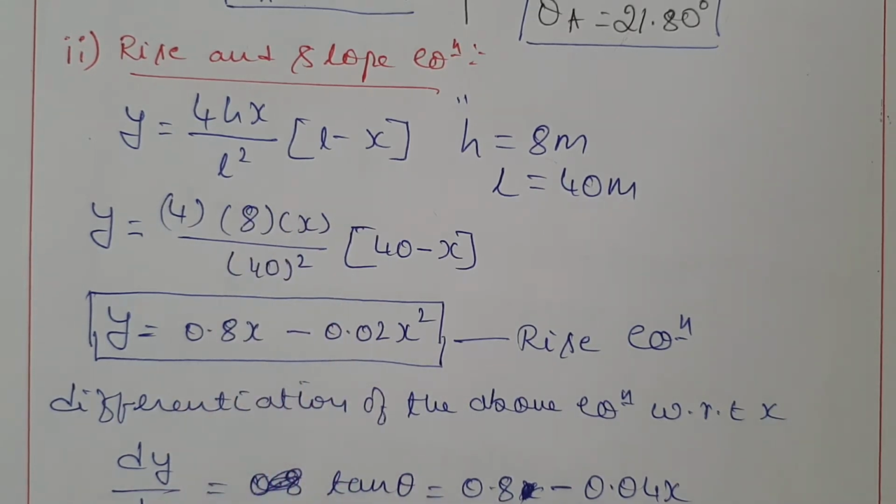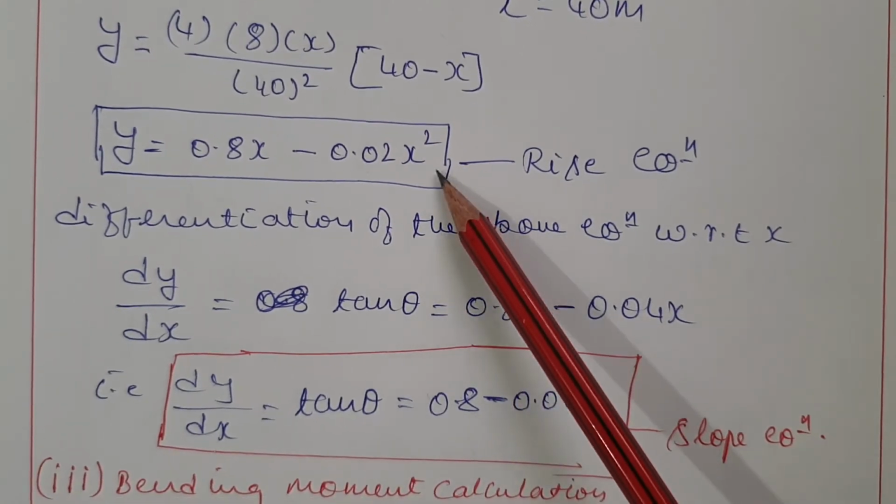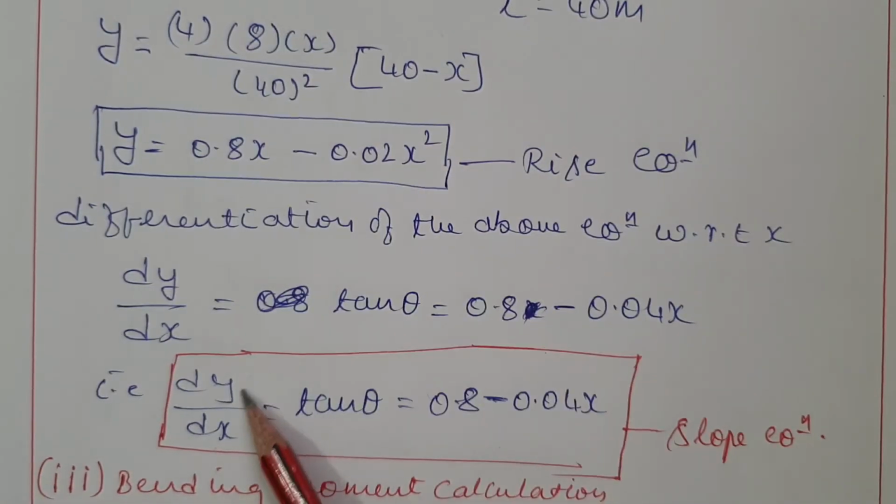That will be y equal to 0.8x minus 0.02x square. This is the rise equation. If you differentiate this equation with respect to x, you will get the slope equation. I am doing the differentiation here. dy by dx, that is equal to tan theta, that is called the slope, will be equal to 0.8 minus 0.04x. Okay, these are the rise and slope equations.